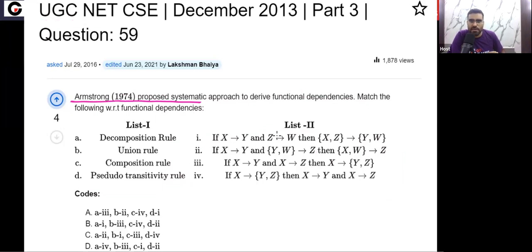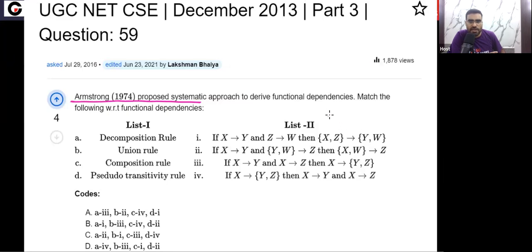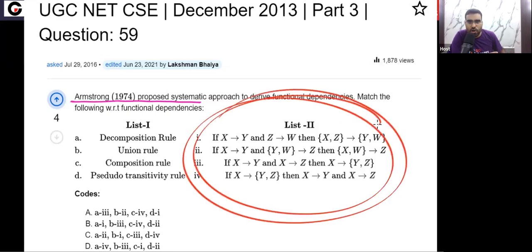Please tell me. Again, I am telling you, from the GATE exam point of view, you don't have to remember these names. These are not important. In the GATE exam, they will not ask you the names of these rules. What they can ask you is whether these are valid or not, and that you can easily find out. But the names of these rules are not important for the GATE exam.